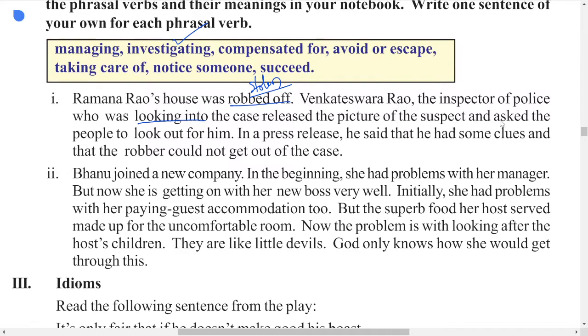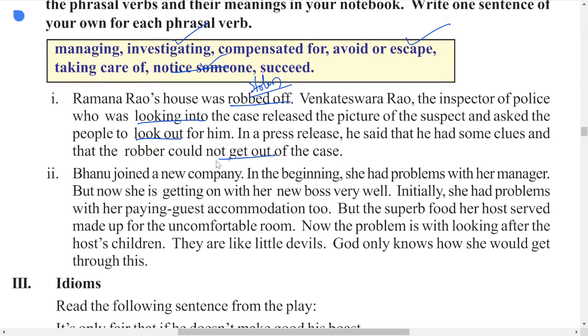Release the picture of the suspect and ask the people to look out. Okay, look out means to notice someone. If you find anybody, notice him. In a press release, he said that he had some clues and the robber could not get out of the case. He could not get out of the case in the sense that he won't escape it. Could not get out means would not escape. You can go with the avoid or escape meaning.